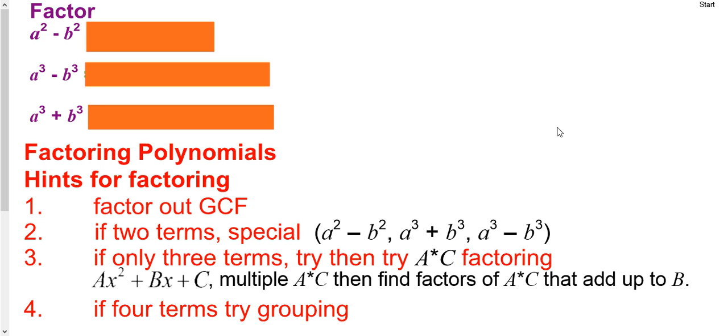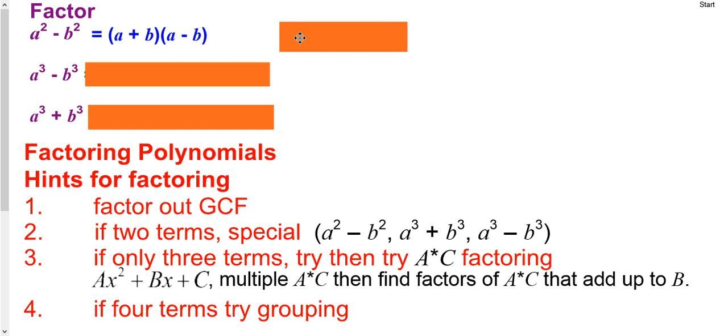We're going to go ahead and take a look at factoring. First of all, we're going to start by reviewing some of the specials. Top one is differences of squares. Differences of squares factors into two parentheses that are the same, except one has a plus and one has a minus.